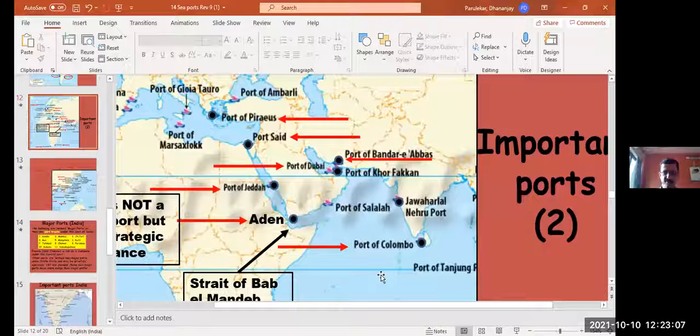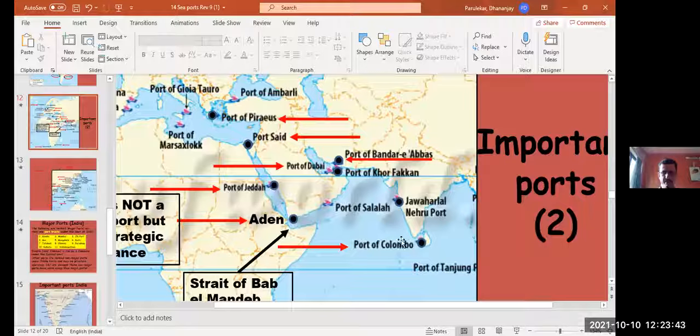Now, suppose this part of the map is given in the exam and if someone asks you, show five bunkering ports in this map, what will you show? Dubai. Port of Dubai. Colombo, can we write? Colombo, yes. JNPT, can we write? Yes. Eden, can we write? Yes, sir. Eden is in the Gulf of Eden, and it's a port. It's a big port, Eden. It is an HRA also, no? Yes.